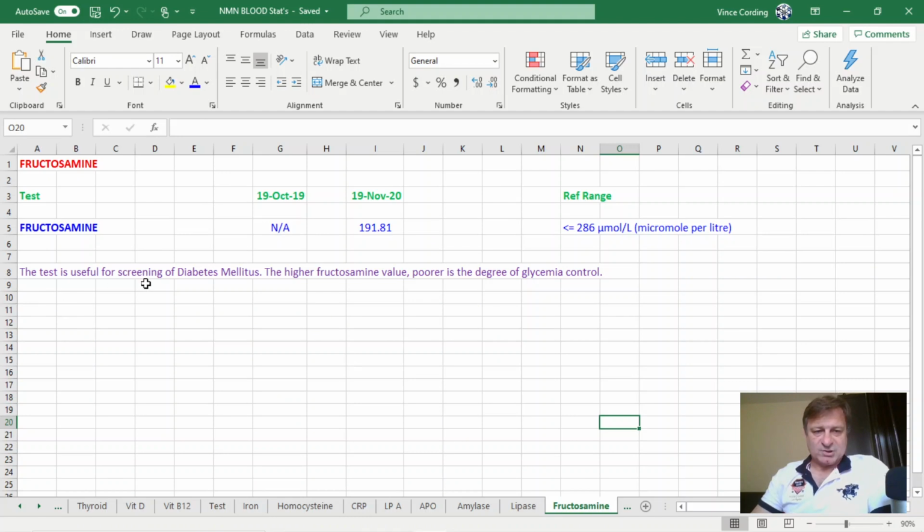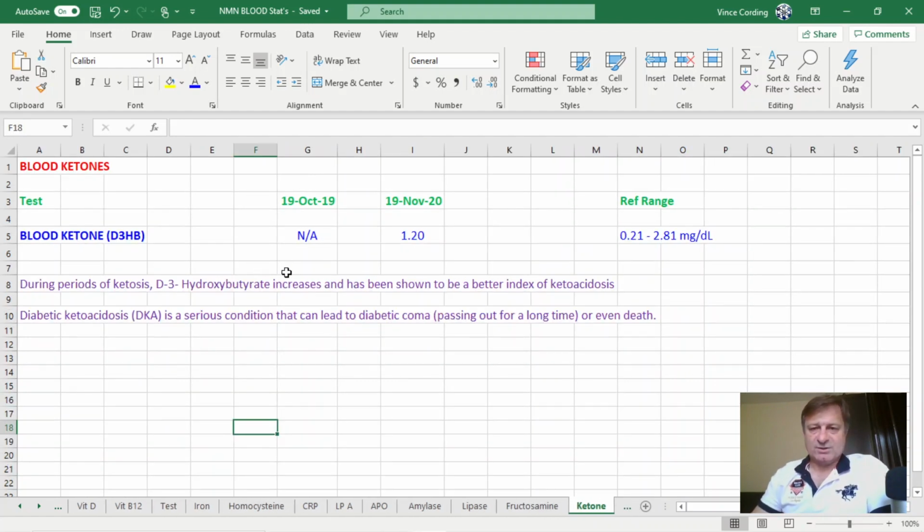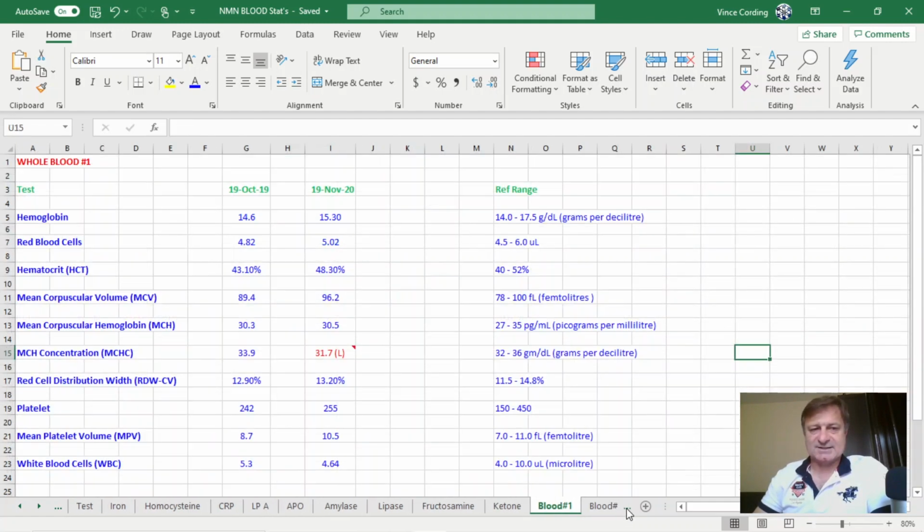Fructose, and this is a useful screening for diabetes. Mine is 191, and it should be less than 286, so that's well within the reference range, so I'm happy with that. Blood ketones, mine's 1.20, and the reference range is 0.21 to 2.81, and again, that is well within reference range, so I'm happy with the blood ketones. That was one that wasn't included in the silver test.